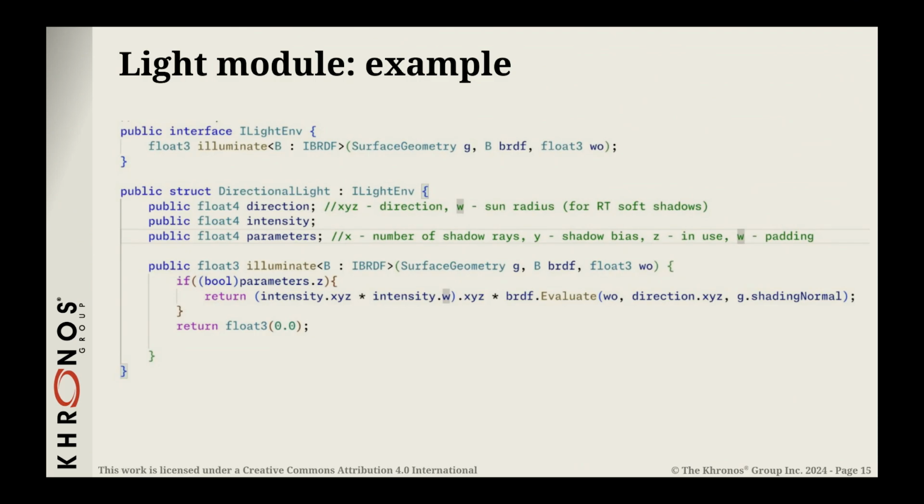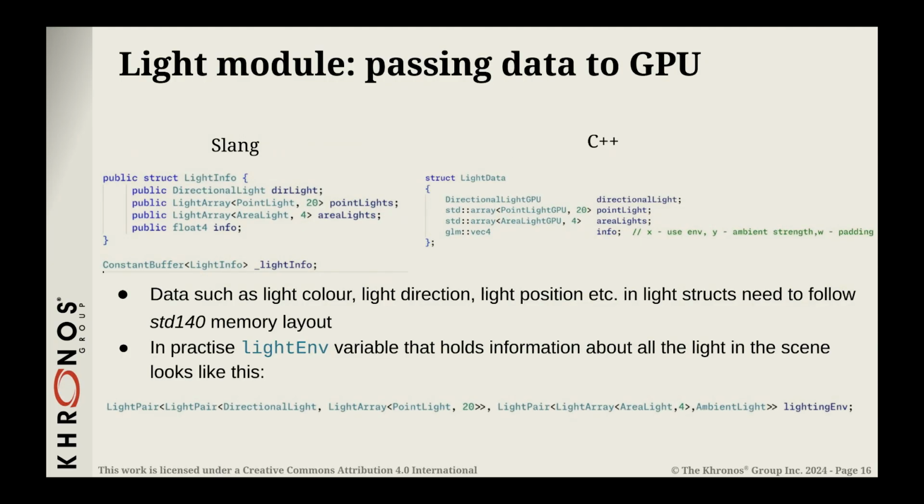As mentioned, to evaluate the light going into outgoing direction, it needs to have access to the specific BRDF instance and a surface, both of which are passed as function parameters. Thanks to the use of concatenation structs, passing light data to the GPU becomes quite straightforward. As you can see, the struct on the CPU side is identical to the one on the GPU side.